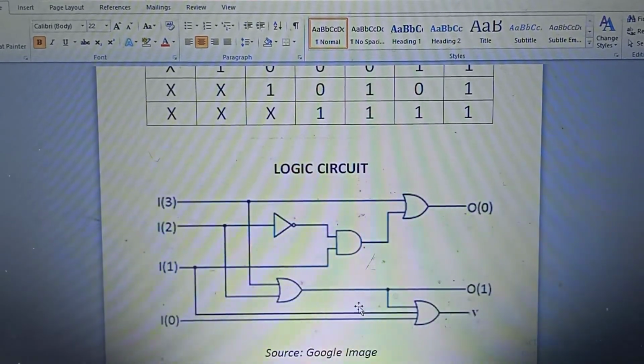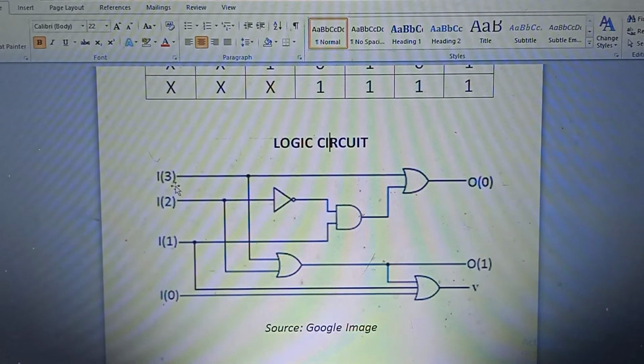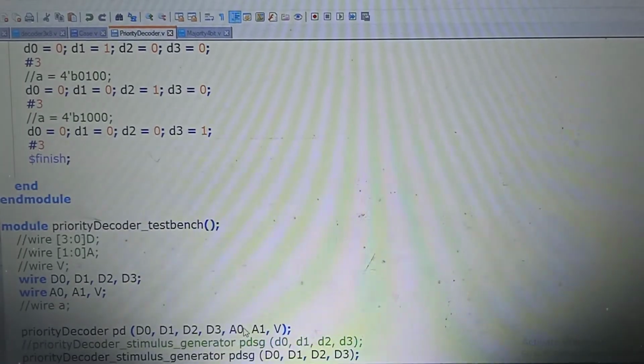So here's our logic circuit. I0 is D0, then D1, D2, D3, A0, A1, then B. Then here's my code.